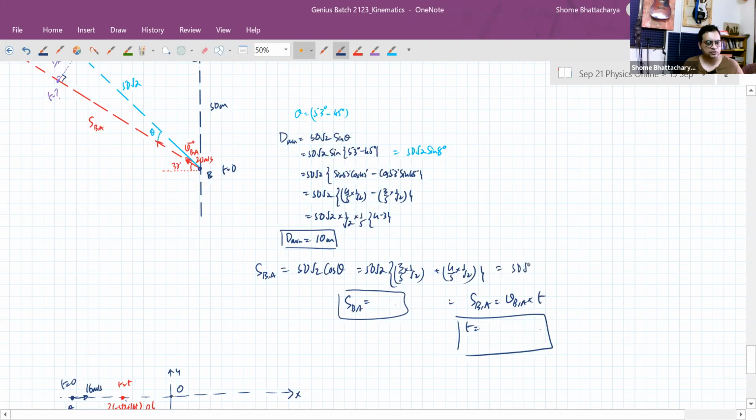So this is 50 root 2 into 1 by 5 root 2. I'm taking common, and 3 plus 4, yes, by mistake. So it is going to be 70 meters. So the time is 70 by 20 because the speed is 20.